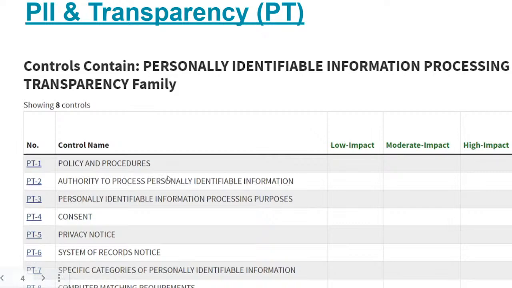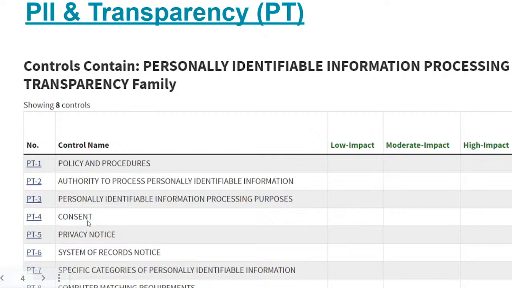And normally what they'll have is like a CPO or a privacy czar or a privacy manager or some kind of authority that's backed by law, right? And that's all tied into your policy, by the way. Personally identifiable information processing purpose. You need to have a purpose of every system that's actually identifying personally identifiable information.